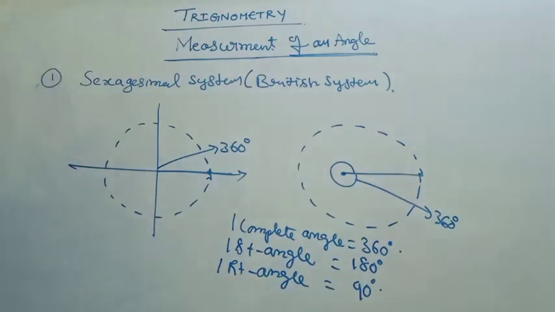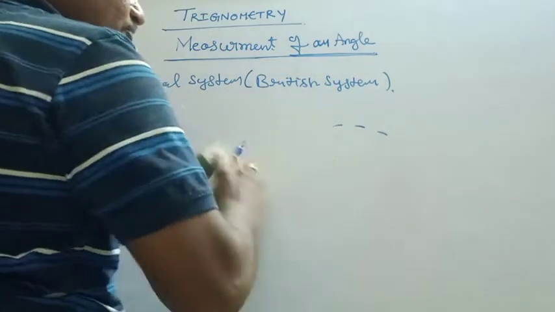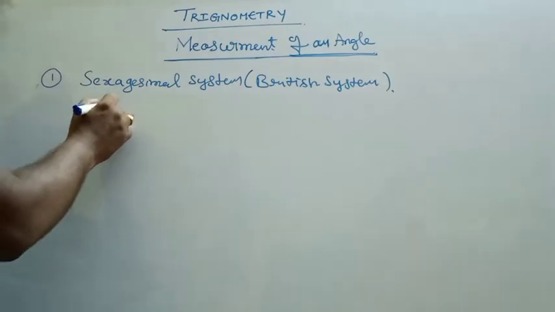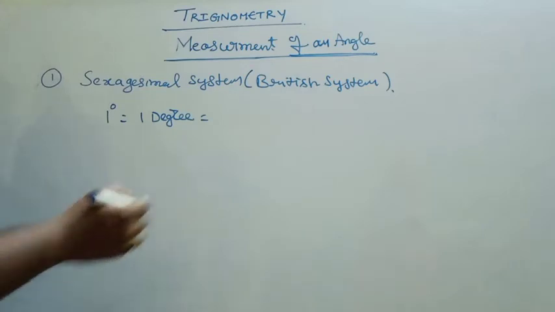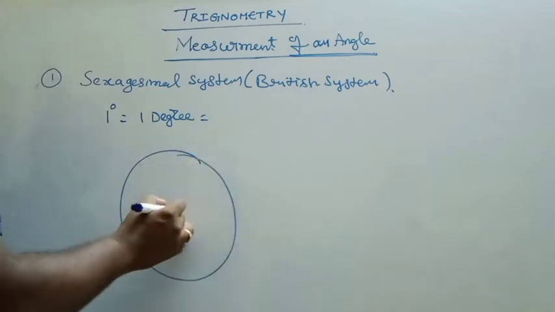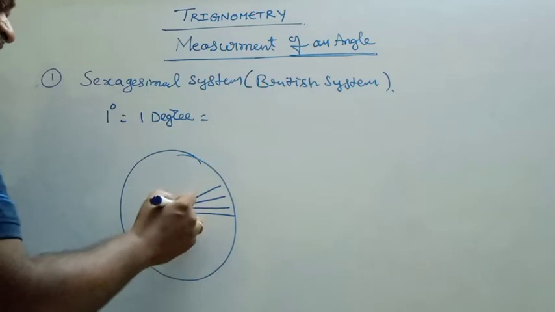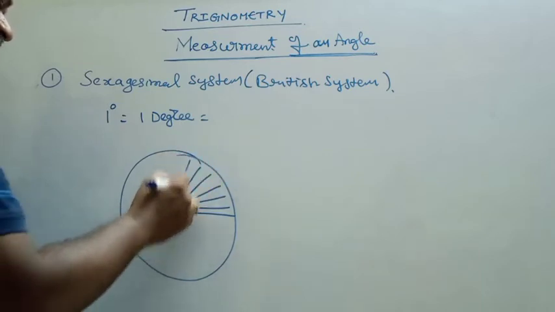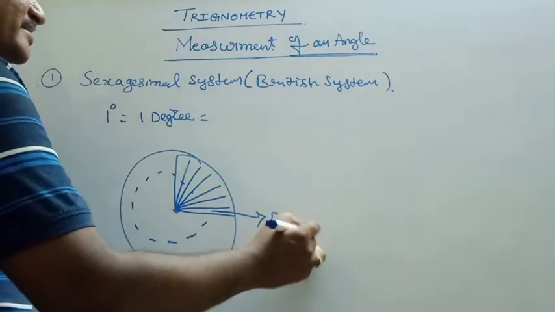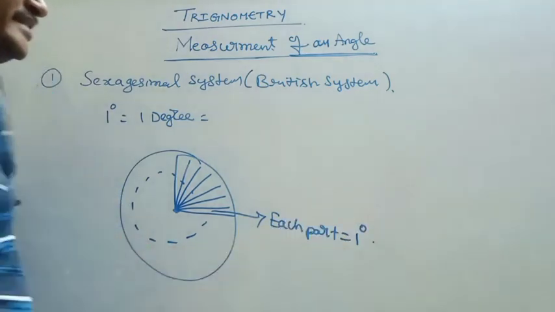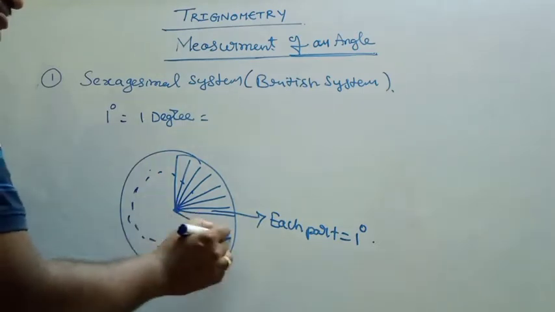Now, what do you mean by 1 degree actually? Further, we have to note it down and know its meaning, the definition of 1 degree. 1 degree is defined like this: you have a complete angle that you divide into 360 equal parts. Each part, you divide how many equal parts, 360 equal parts, then each part you call as 1 degree.